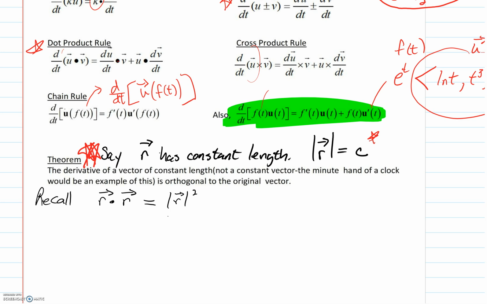not a constant vector. The minute hand of a clock would be a great example of that. The minute hand of a clock, it might have the same length, but it's constantly changing the direction that it's pointing. If I said we've got a constant vector, however, that means that we're not changing direction either. This is just a vector of constant length.